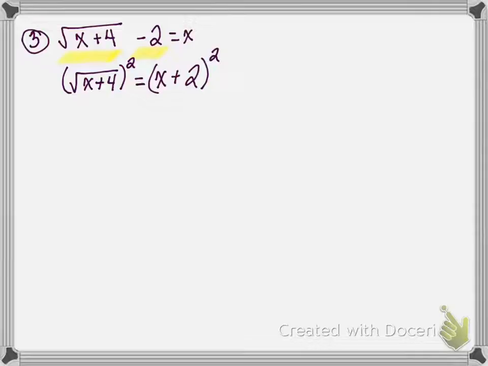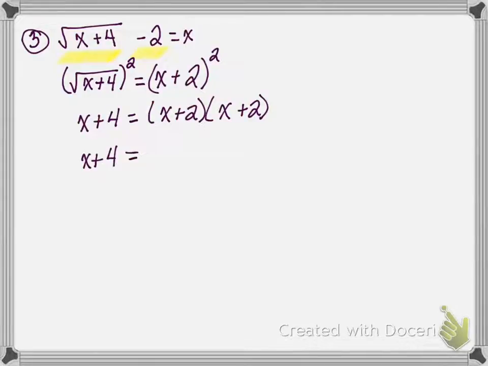So when I square something that has a square root, it becomes just what is inside of that square root. So when I square the square root of x plus 4, it simplifies to just x plus 4. Now, on the right side of the equation, I have x plus 2 inside parentheses, and that is squared. I have to FOIL that now. It is not x squared plus 2 squared. Many students do that, and that is incorrect.